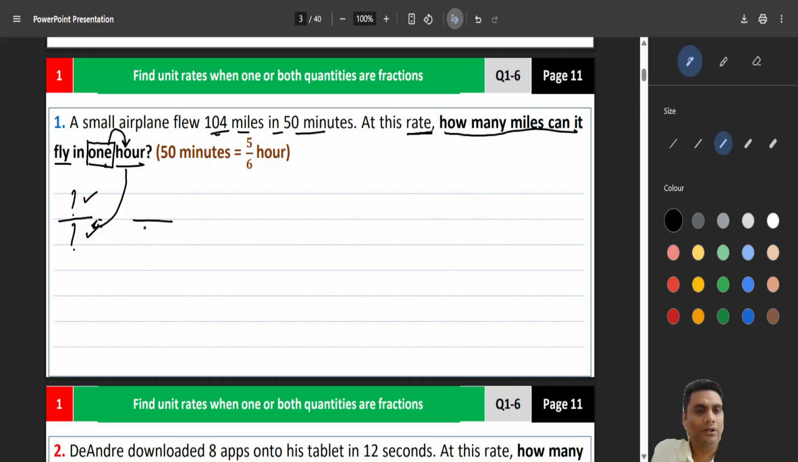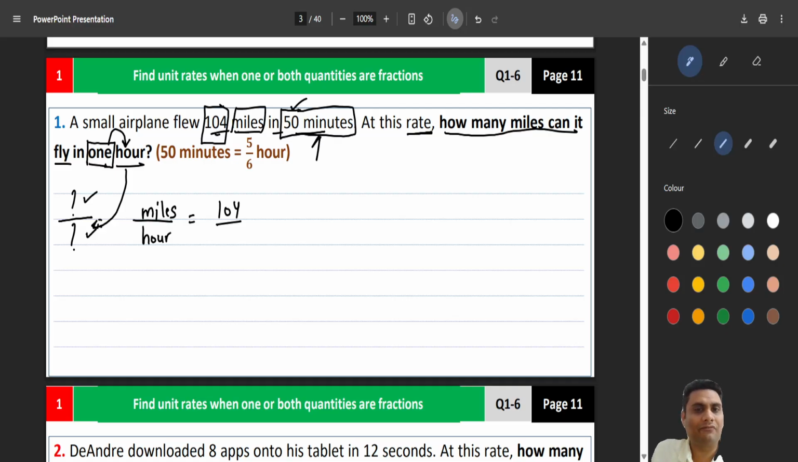Whatever comes after 1, it will go down. Yani hour should go down. Okay. And what is the other one? Miles, right? So the miles will go up. So here we are trying to find how many miles in 1 hour, right? Okay, let's see the question. How many miles did the plane fly? 104 miles. Correct? Okay. Now, it took how much time? 50 minutes.